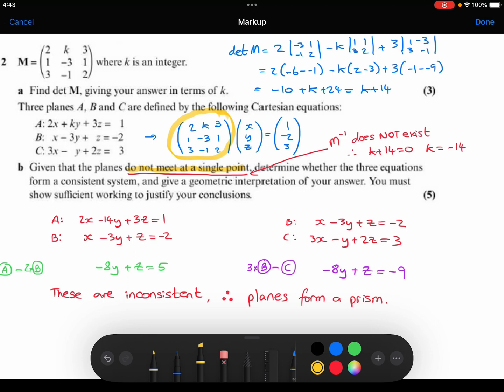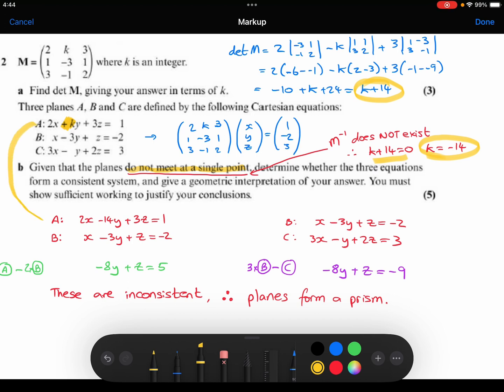does not exist. Because if it did exist, I would be able to apply the matrix M inverse to both sides of this equation, and then I would be able to say what exactly the coordinate x, y, z is. And so they would meet at a single point. So the fact that they don't meet at a single point means that I can't do that, and therefore the inverse matrix does not exist. If the inverse matrix doesn't exist, that means my determinant must be 0. And therefore, k has to be minus 14. So I know now that this k value is minus 14.